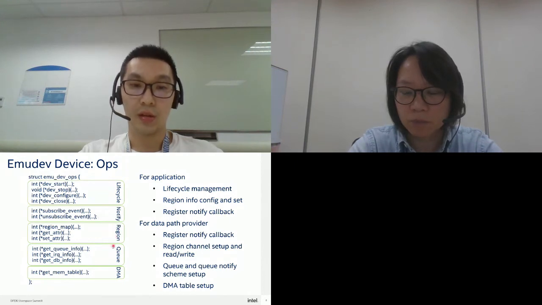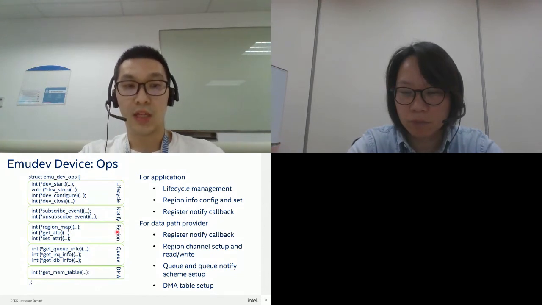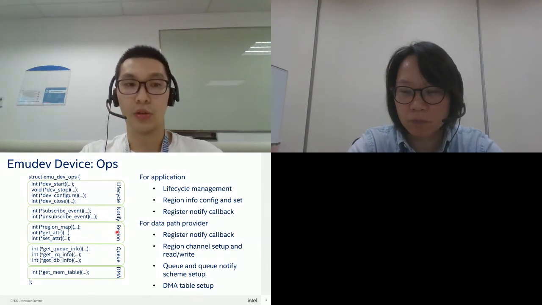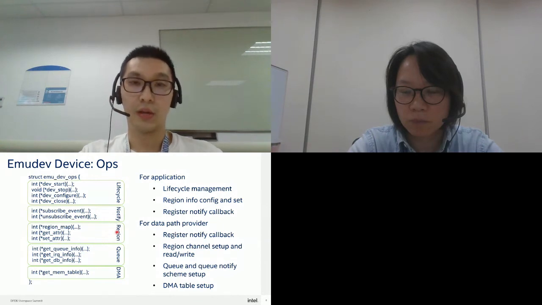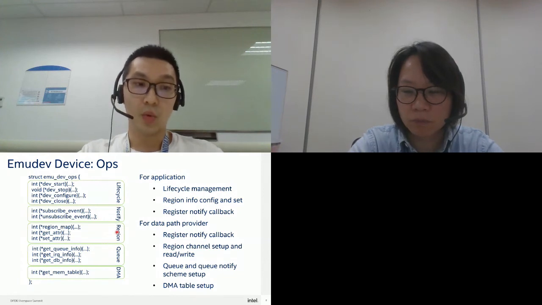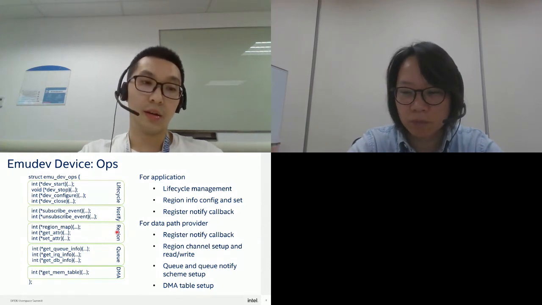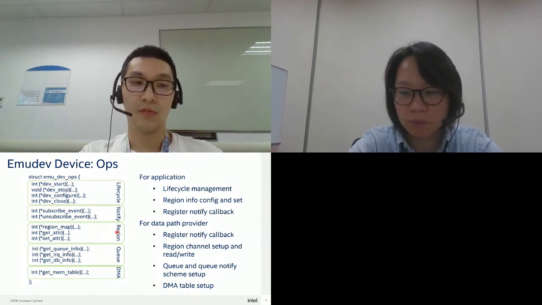The third category of ops is region related. As I have said, the EmuDev has some regions, and you have two ways to access a region. The first is region map. You can memory map the whole region and directly read and write it. Another way is more fine-grained: instead of taking over the whole region, you can get or set attributes of a certain region.